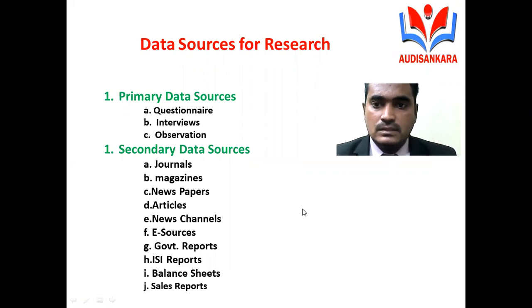So this is the concept related to the data sources for research. It's primarily divided into two types: primary data sources and secondary data sources. The primary data sources can also be called first-hand information. The secondary data sources can also be called second-hand information. The primary data sources include the questionnaire, interview, and observation. The secondary data sources are the data which is already collected by someone, may be kept in any form.